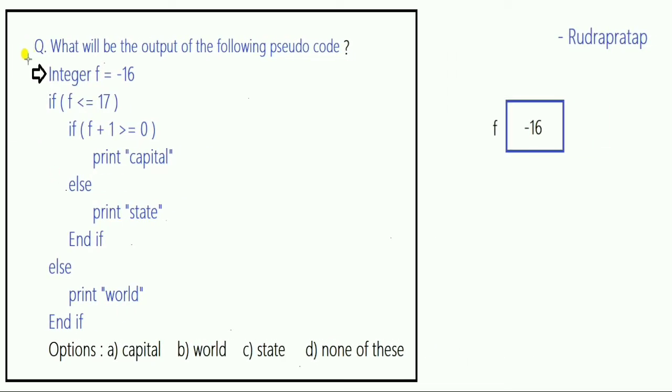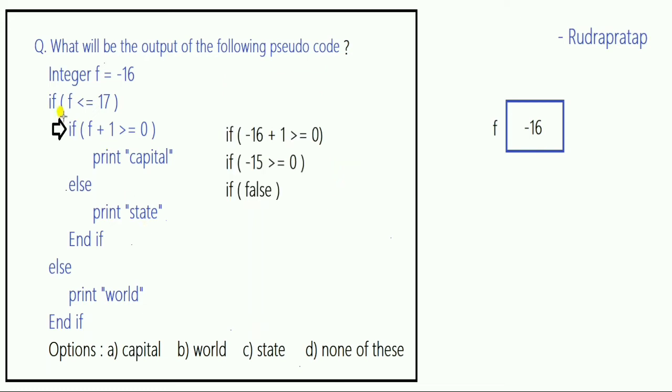In this question we have only one variable, which is F, and the value of F is -16. After that we have an if condition in which we have f is less than equal to 17. So the value of f is minus 16. Minus 16 is less than equal to 17, which is true. So we can execute the body of if.